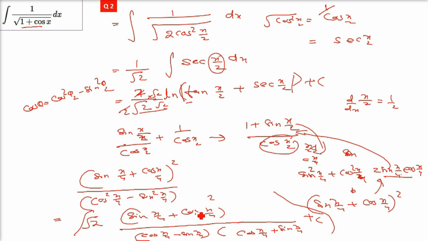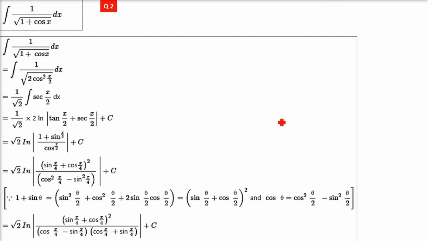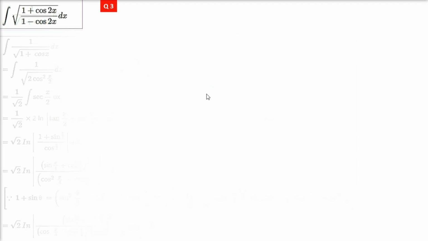You can just cancel it out, or you can just keep it like that. This is what the book wants us to portray. That's why we have done it. So this is what you have to do. All the formulas we have discussed, I think, multiple times now. I just want it to get fed into your mind.